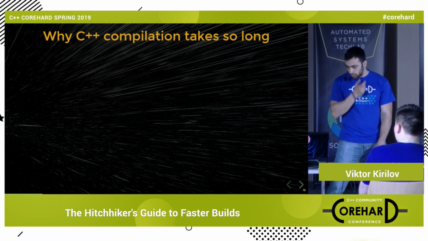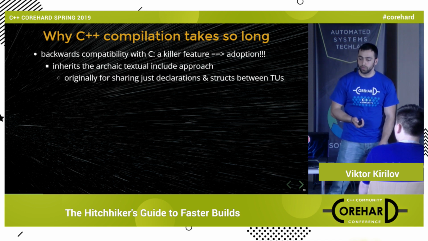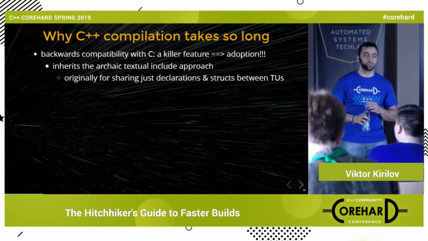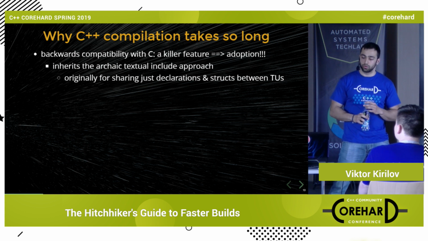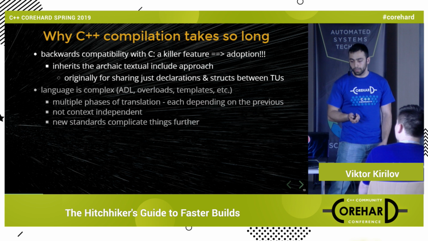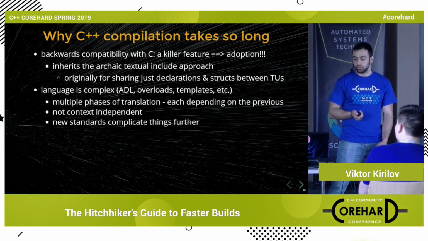Why is C++ so long to compile? Well, first of all, it's mostly backwards compatible with C, which was a killer feature for C++. That meant it could get adopted easily. But it means that it inherited the include approach, which was initially intended only for forward declarations of functions and structures. So nothing too fancy in C land. But in C++, we tend to build huge zero-cost abstractions in header files, and the include approach is totally not adequate. Also, the language itself is really complex.